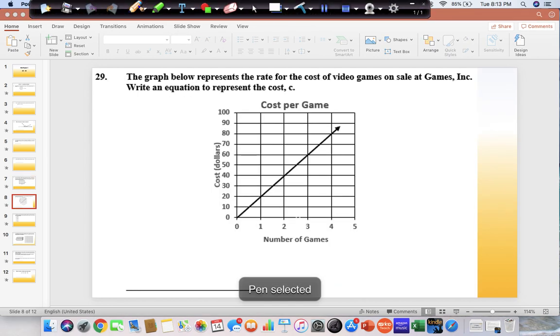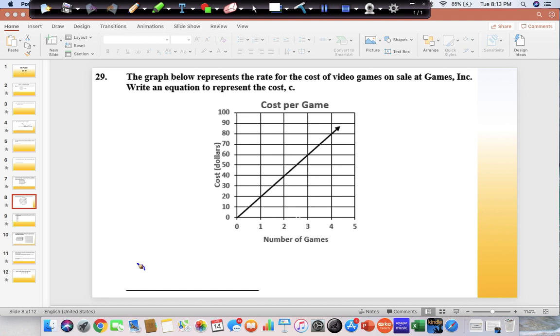Okay, it says the graph below represents the rate for the cost of video games on sale at Games Incorporated. Write an equation to represent the cost C. Well, we notice that this goes through the origin here, so we are not adding or subtracting anything onto our equation at the end.